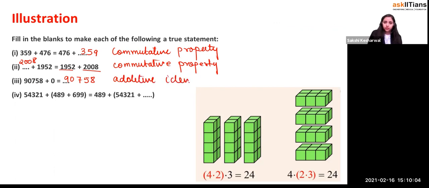Additive identity, right? Okay, now it says over here, just see, this is 54,321 plus, let's name this as A, this is 489, this is B, and this is equal to C, that is 699. So you can do the changes anywhere, right? Right now 54,321 has been grouped, so who is left out? B is left out, right? So this is B. And what is left over here? That is 699. So basically, if you have any confusion in your head, you can write the association, it is always the same.